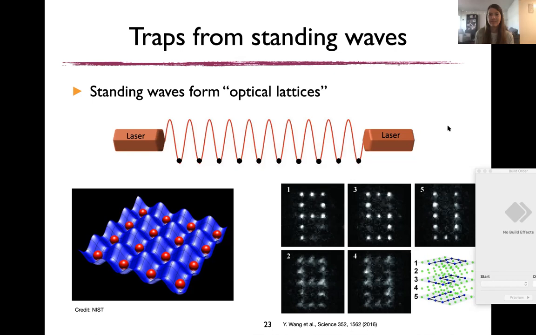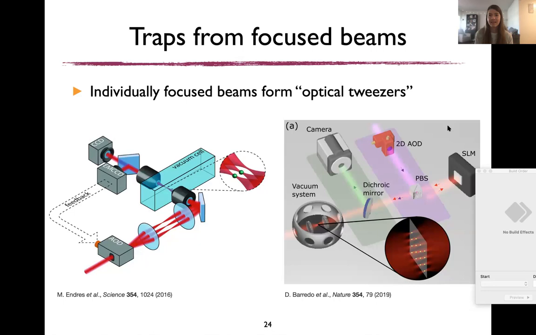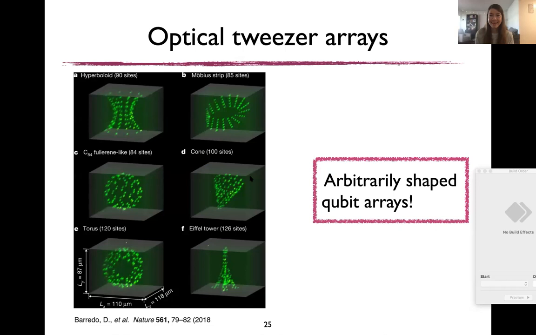Another way people have been using this technology to trap atoms is using tweezers. Instead of using a standing wave, you can split one beam of light into many beams and then focus them. Like these here, the laser is split into many tiny tweezers. This is really powerful because it gives you a lot of flexibility. It's highly configurable, and people have done some really cool things, like a group in France that made an Eiffel Tower out of atoms, or a Mobius strip. So this technology has been super powerful for controlling atoms.